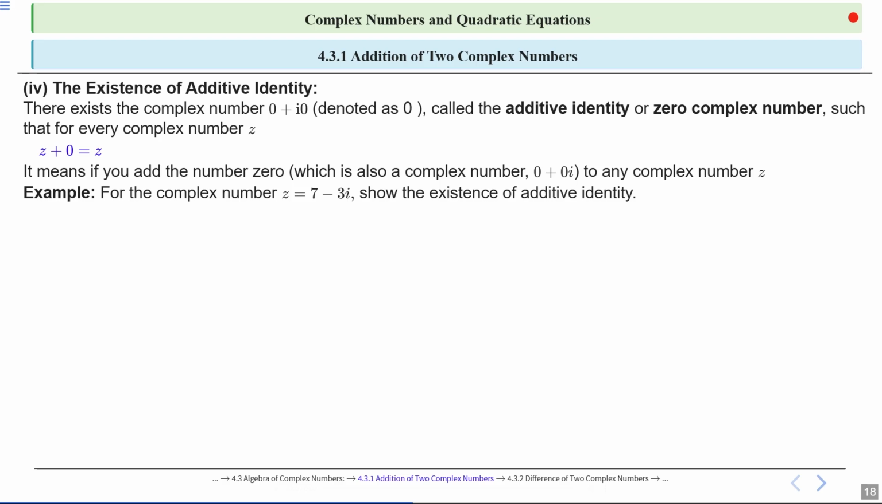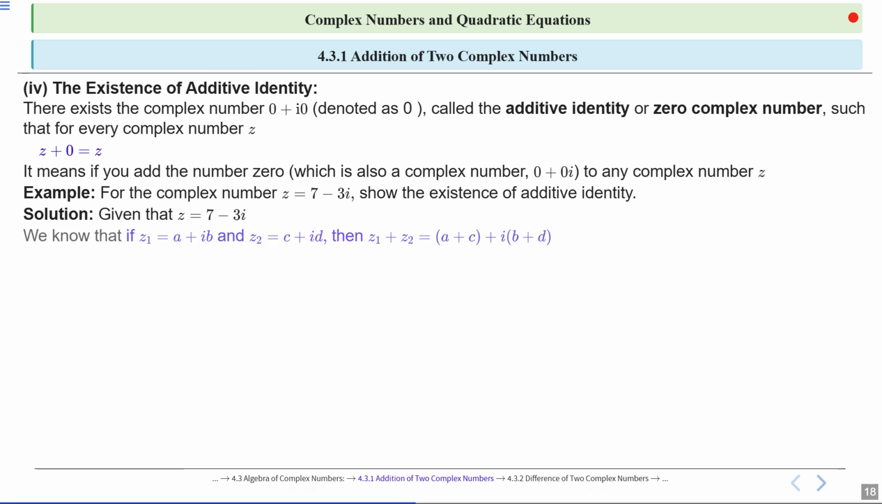Let's take an example to make this clearer. Suppose we have the complex number Z equal to 7 minus 3 times iota. Then show the existence of the additive identity. So let's solve this question. We are given that Z equals 7 minus 3 times iota. And we know that if Z1 equals A plus iota times B and Z2 equals C plus iota times D, then Z1 plus Z2 equals A plus C plus iota times B plus D.